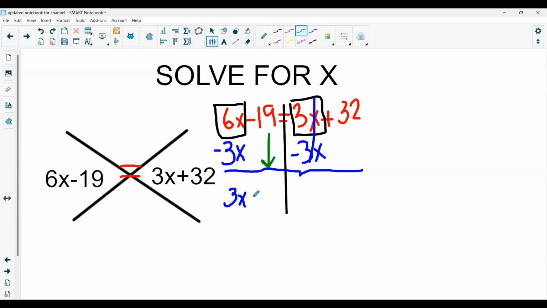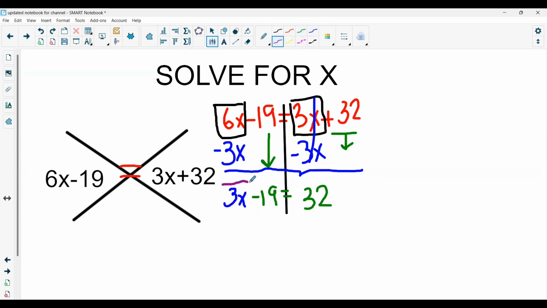I'm going to bring this down because I didn't use it yet: minus 19. I'm going to bring my equal sign down, and then I'm going to bring what I have left over here down. It's plus 32, so that's just positive 32. Okay, so now this should look familiar. This is a regular two-step equation. That's all this is. So let's follow our steps.